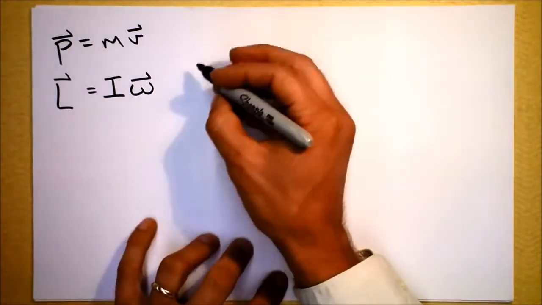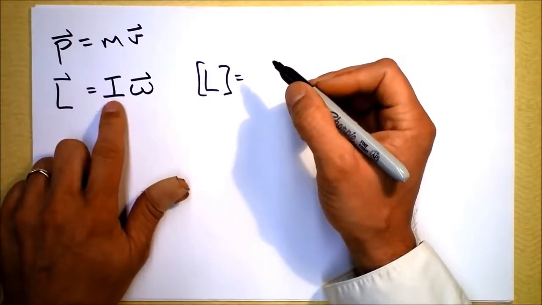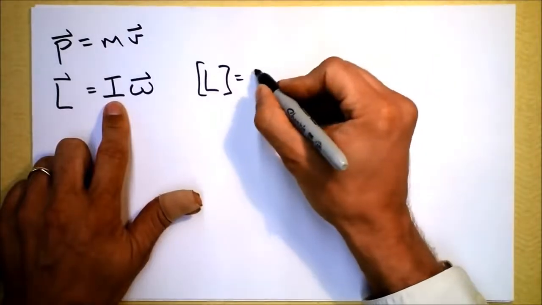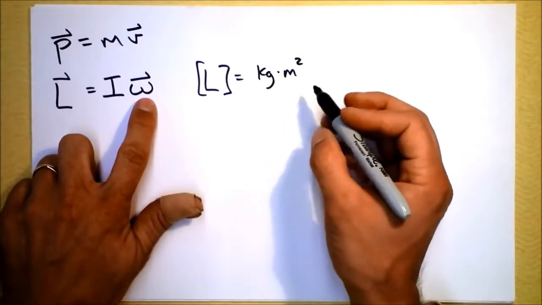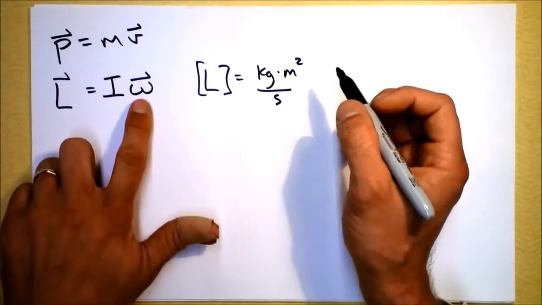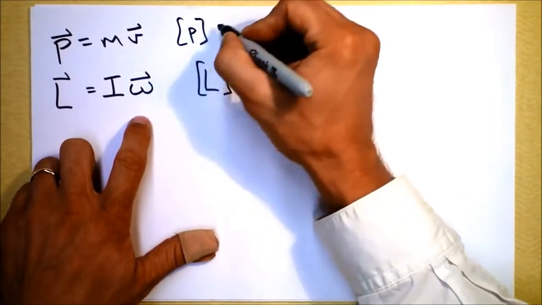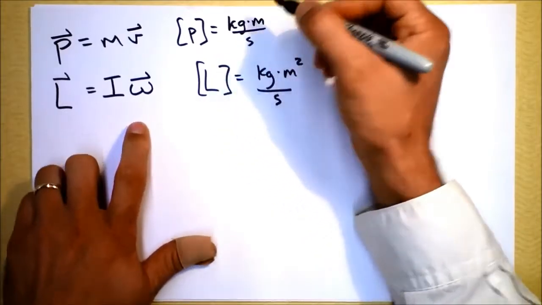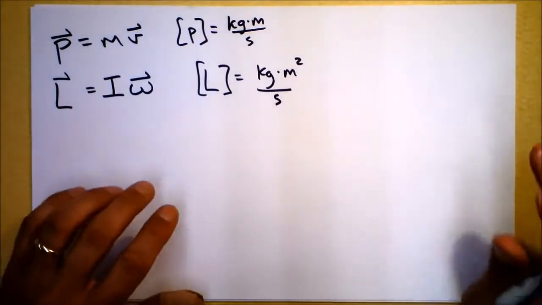And look at these units. The units of L are the units of the moment of inertia. That's mass times distance squared, right? So we've got kilogram meters squared, and then we're dividing by seconds. Kilogram meters squared per second. Interesting. And the units of linear momentum, the units of P, are just kilogram meters per second. Kilogram meters squared per second versus kilogram meters per second. Okay, all right, that's fine.